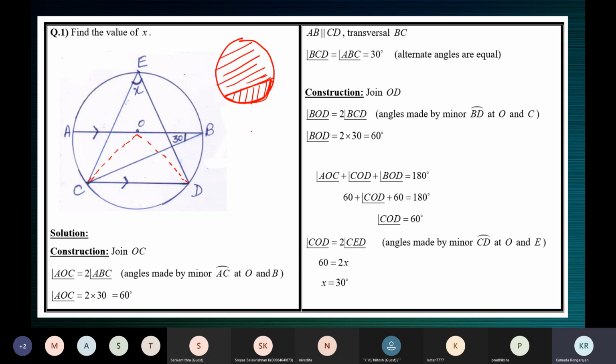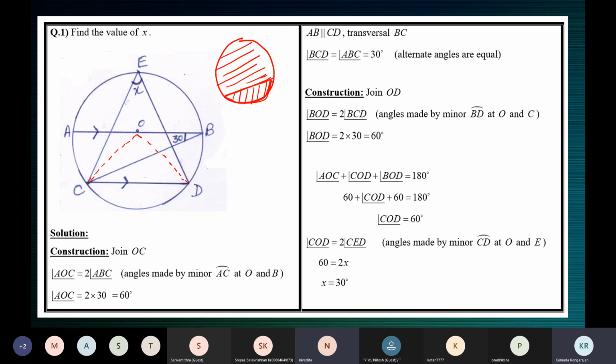I hope we're clear with minor and major segments, children. A segment is a region bounded by a chord and an arc. Are we clear about the definition of a segment? A segment is a region of a circle bounded by a chord and an arc. Is that clear?